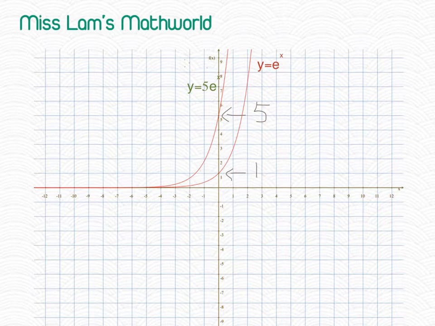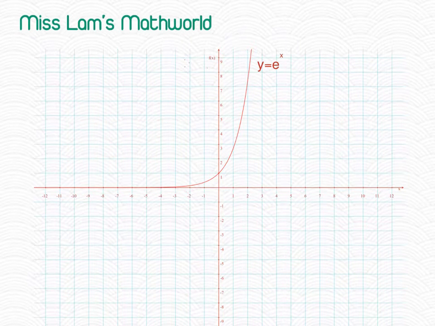Why do we have such a concern? It's because if we want to sketch the graph, we need to find its characteristics. The first is that it is increasing, so both graphs are increasing. Secondly, we wish to find their y-intercepts.